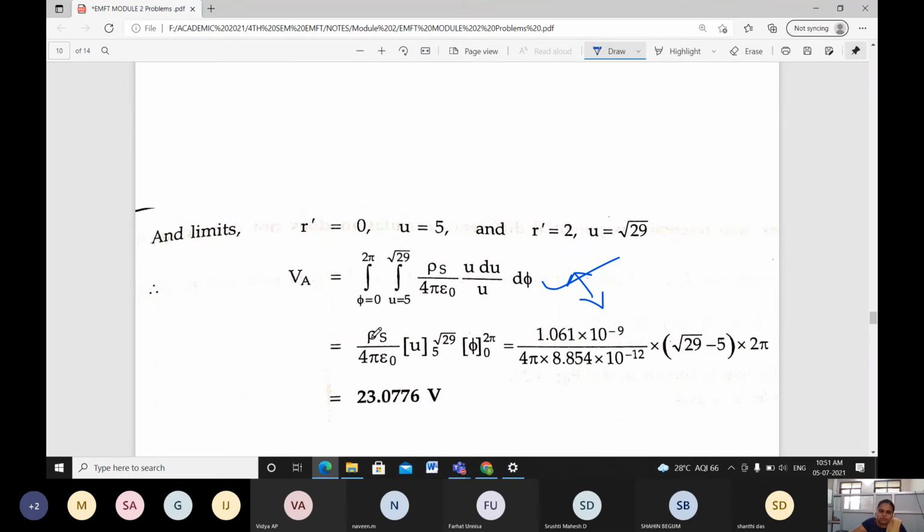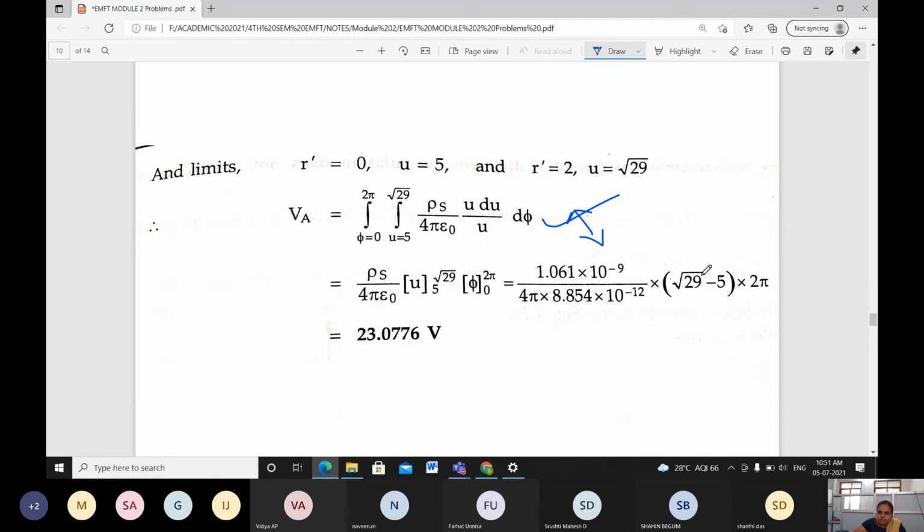That is equal to rho s divided by 4 pi epsilon naught, where u varies from 5 to the square root of 29 and phi varies from 0 to 2 pi. Then substitute for the values here, and you will get 23.0776 volts. This is how we have to solve the problem.